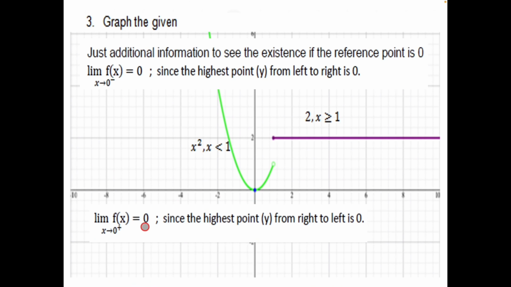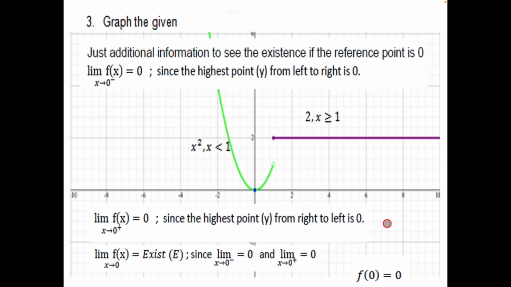Next is kung galing naman sa kanan, ang reference point natin is yung 0. So, galing sa kanan, wala naman tayo dito, wala din dito sa baba. That's why this is also 0. Now, ito yung tinatawag nating exist, nag-exist yung function natin kasi the limit of the function of x as x approaches 0 exists, since yung galing natin sa kaliwa at yung galing natin sa kanan ay pareho silang 0 and 0. So, therefore, we have f of 0 is equal to 0 pa din.